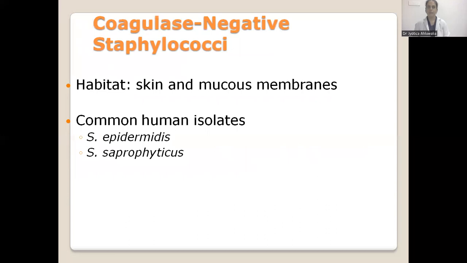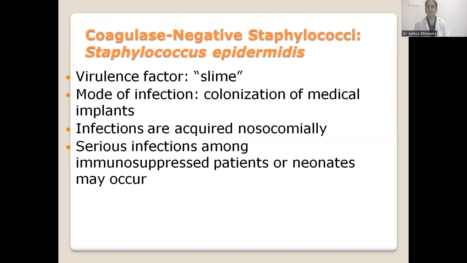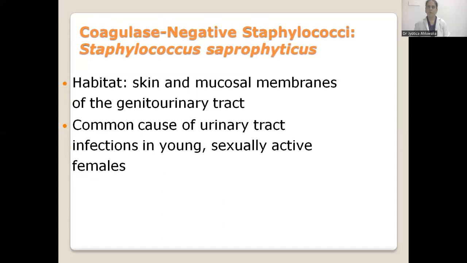The coagulase negative staph are Staph epidermidis and Staph saprophyticus. Their habitat is mostly skin and mucous membranes. The virulence factor is slime, and the mode of infection is colonization of medical implants. The infections are acquired nosocomially. Serious infections are seen in patients who are immunocompromised or in neonates. Staph saprophyticus is mostly associated with urinary tract infection in young, sexually active females.